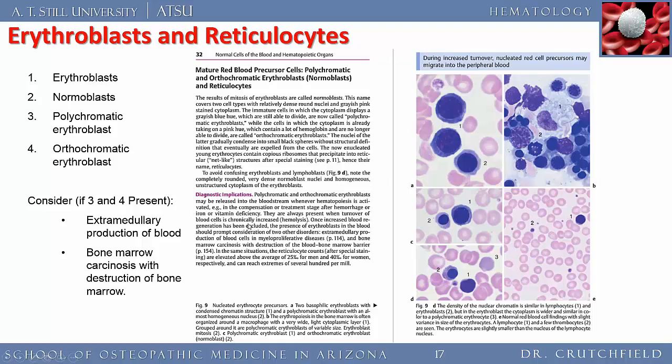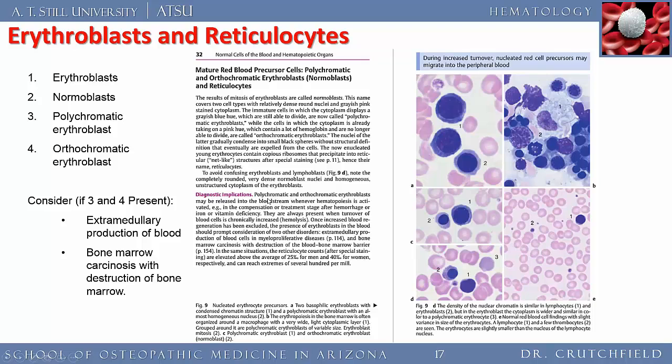So why do we care? Well, if we look at a peripheral smear and we see somebody has too many reticulocytes, like I said, that usually means they're bleeding. They have an extramedullary production of blood. The marrow can't keep up with their requirements. Or you might be looking at a bone marrow that has cancer in it.